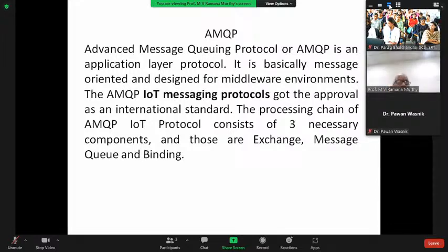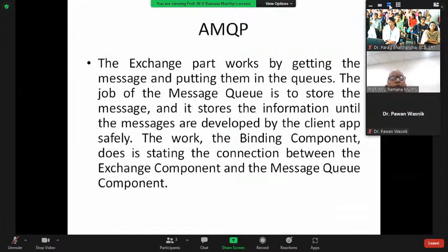The processing chain of the AMQP IoT protocol consists of 3 necessary components: exchange, message queue, and binding. These are all the components of this protocol. Now, the exchange component works for getting the message and putting it in the queue. We will get the messages from the source and then put them in a queue.